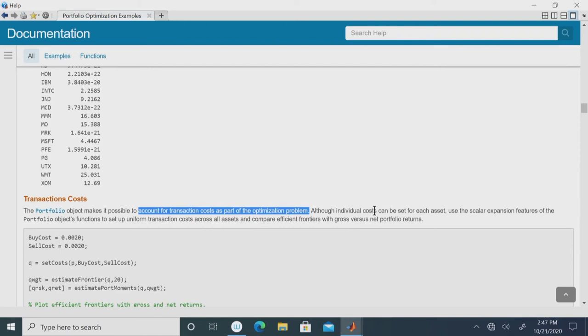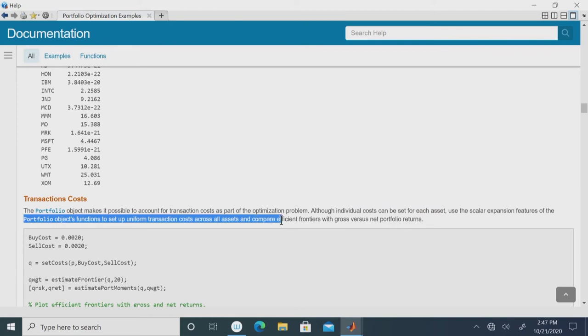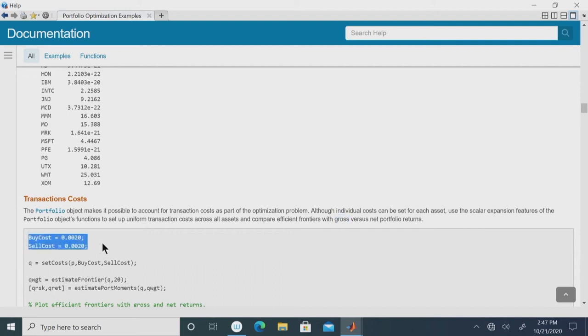So, accordingly, we can set up individual costs for each asset. This is the transaction cost. For example, you might have to pay a brokerage, and as an illustration, you set up a uniform transaction cost across all assets. Once you do that, we can calculate the efficient frontiers of gross versus net. The gross efficient frontier is the efficient frontier without this cost being included, and the net portfolio is the portfolio where these costs are included. Here, for illustrative purposes, we say the buying and selling costs are both 0.0020 or 0.2%, but of course you are free to choose other values depending on what exactly the cost involved is.